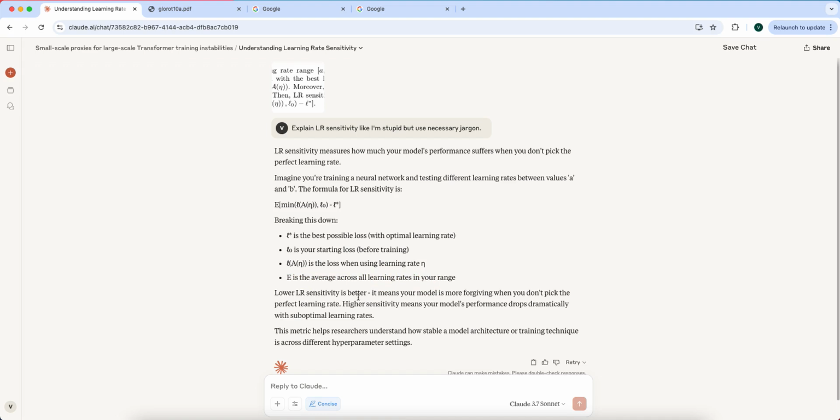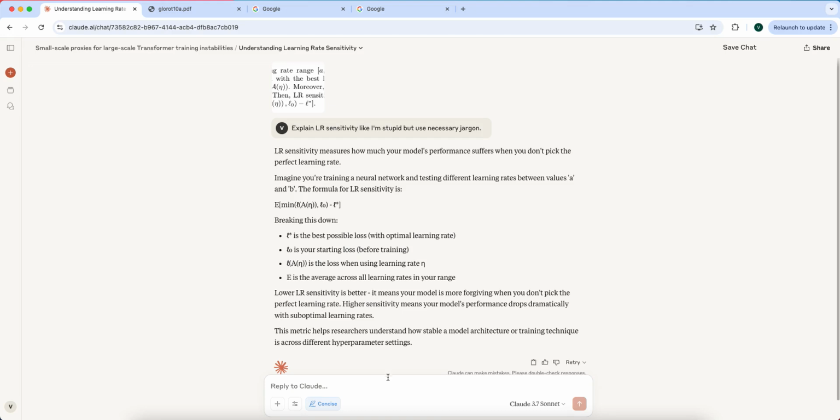Lower LR sensitivity is better. It means your model is forgiving when you don't pick the perfect learning rate. Higher sensitivity means your model's performance drops dramatically with suboptimal learning rates.